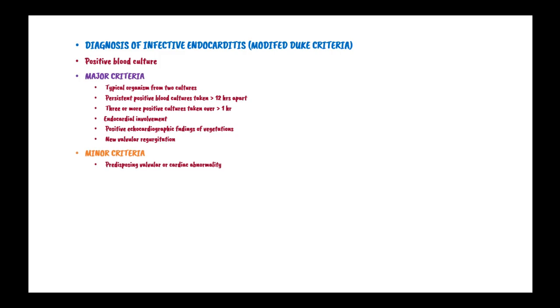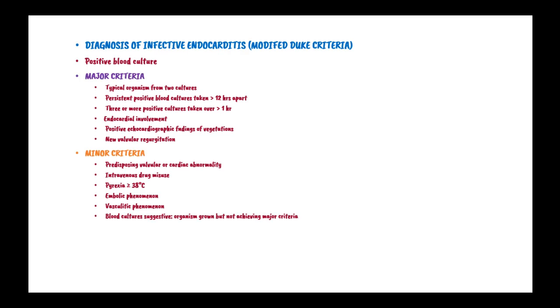In the minor criteria, we have predisposing valvular cardiac abnormality, intravenous drug misuse, pyrexia of more than 38 degrees Celsius, embolic phenomenon, vasculitic phenomenon, and blood culture suggestive of organism growth but not achieving major criteria. Suggestive echocardiography is also under minor criteria.